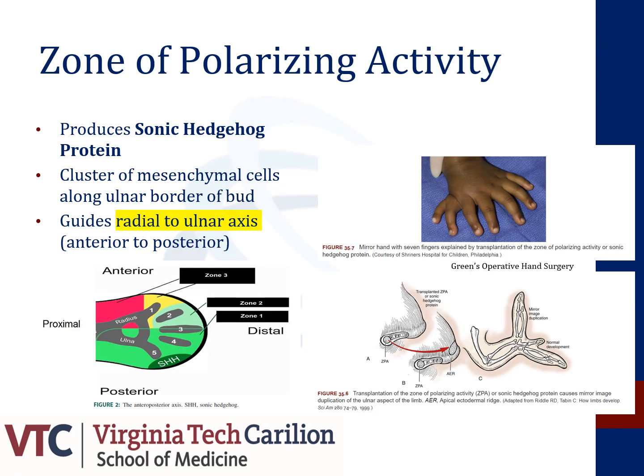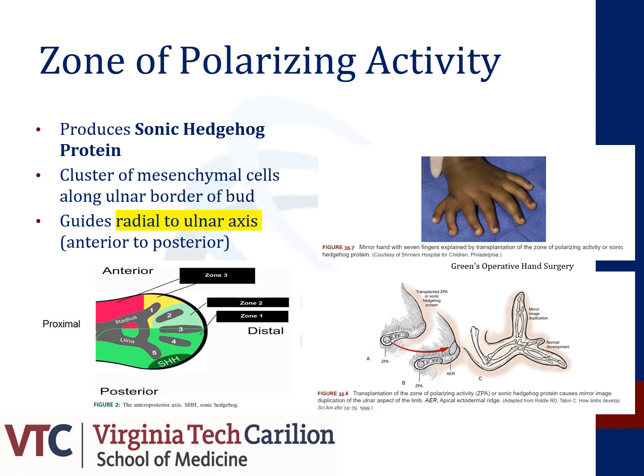The zone of polarizing activity produces sonic hedgehog protein, and it's responsible for the radial to ulnar or anterior to posterior development and expansion of limb width. The zone of polarizing activity is present within the posterior margin of the limb bud, and sonic hedgehog protein induces ulnar formation, and this is both timing dependent, with the index and long fingers exposed for the shortest amount of time and the small finger exposed for the longest amount of time.